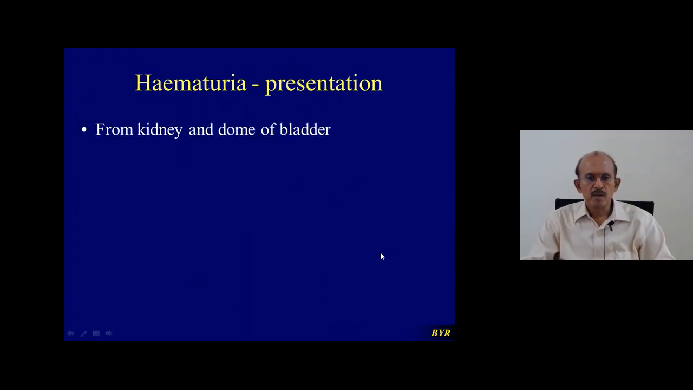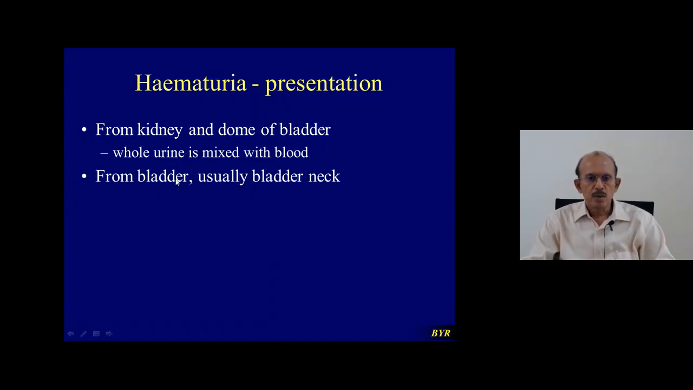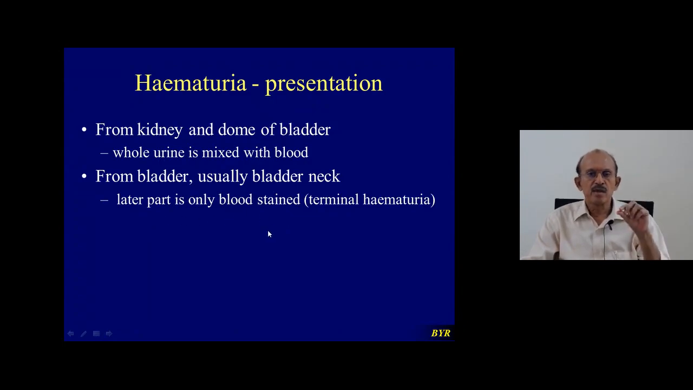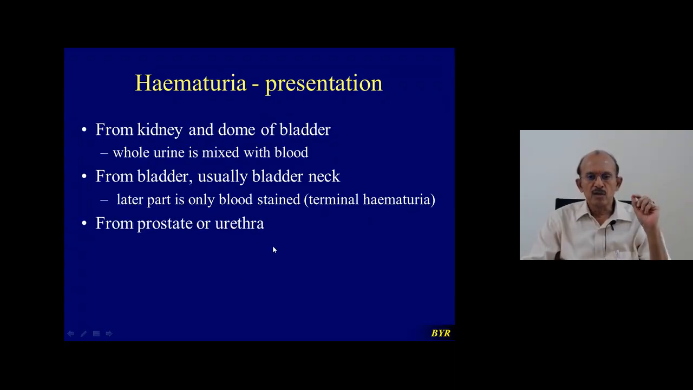Presentation of hematuria: from the kidney and dome of the bladder, the whole urine is mixed with blood. From the bladder, usually the bladder neck, the lateral part of the stream is blood stained. That means when the patient is passing urine, the first part comes normal color, then the later part will have the blood color. This is called terminal hematuria. So terminal hematuria always indicates that the bleeding is from the bladder.